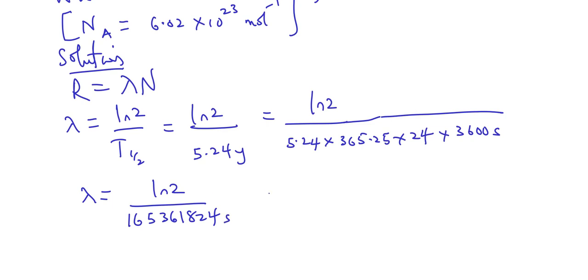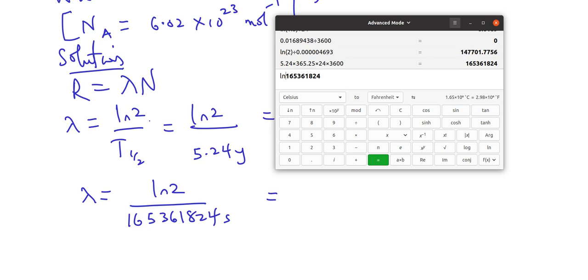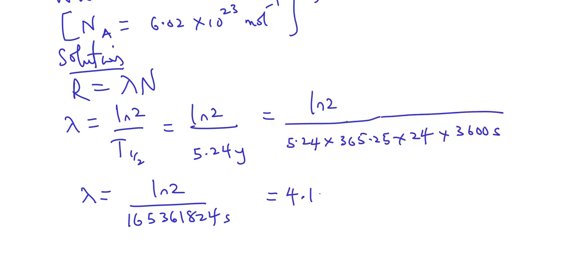So we take the natural logarithm of 2 divided by that value. I've changed it to scientific notation so that it will be easier to write. So ln 2 divided by 165,361,824 gives 4.1917 times 10 to the power minus 9, approximately 4.19 times 10 to the power minus 9 per second. So that's the decay constant.